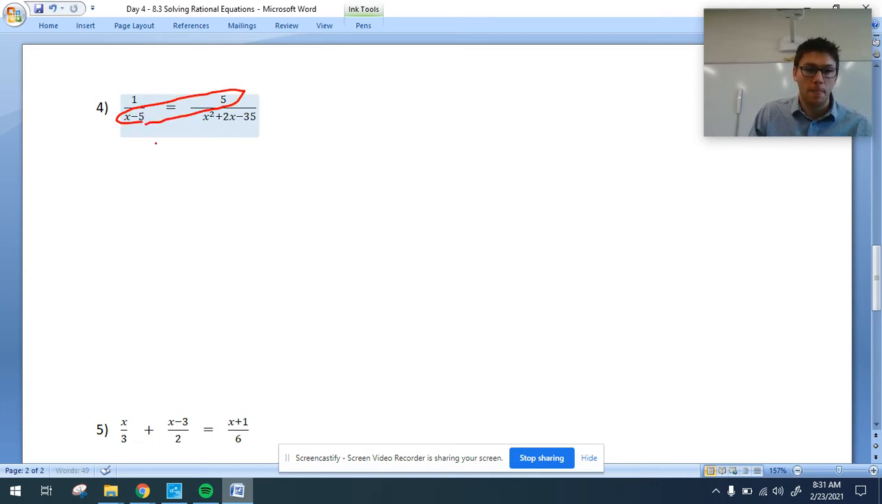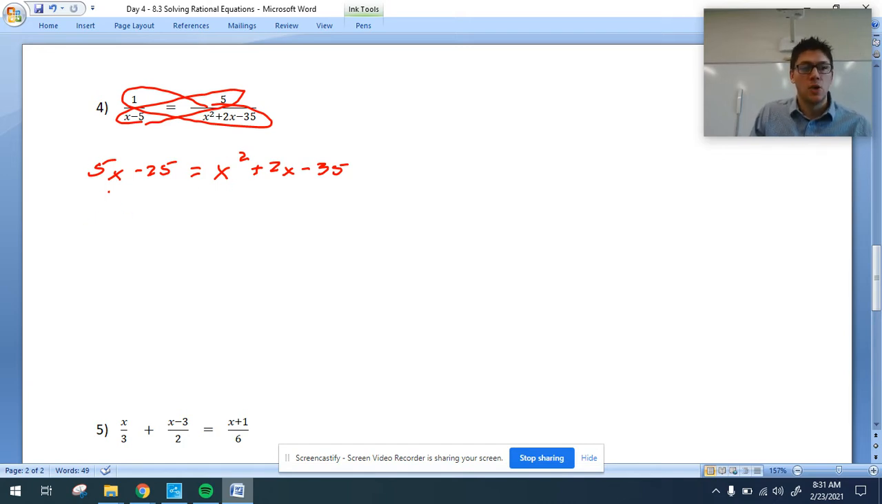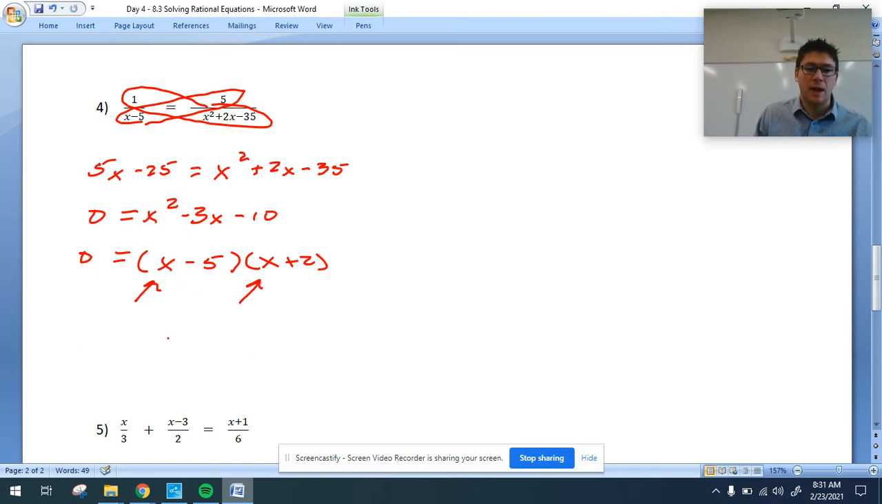When I multiply across this way, I'm going to get 5x minus 25. And if I were to multiply across this way, it is the denominator times 1, so it's really just itself, and I get this. And now when I do that, I have to solve a quadratic. So move the 5x, move the 25, and I get 0 equals x squared. Subtracting 5x gives me negative 3x. Adding 25 gives me negative 10. To solve this, we have to factor. And we're going to get x minus 5, x plus 2. But then we have to find the zeros of the factors, which is x equals 5 and x equals negative 2. Those are the two solutions that we got.